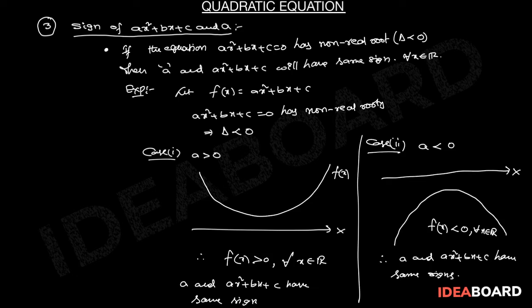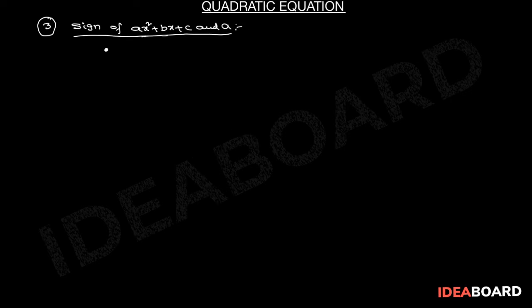That is, a is negative, expression is negative. In both cases, delta less than 0, then ax square plus bx plus c and a have same signs for all x belongs to R.